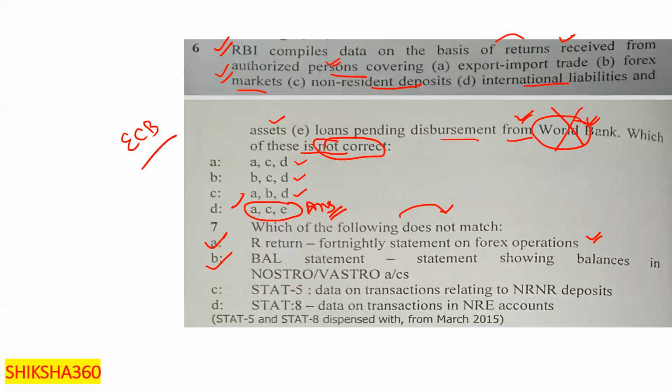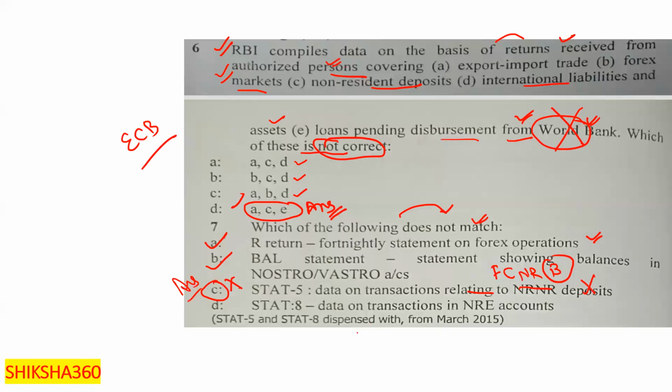Stat 5 is related to data on transactions relating to FCNR(B) deposits. They have to submit data on transactions related to FCNR(B) deposits, not NR deposits. So this one is wrong. They ask which of the following does not match, so this one is the answer. Stat 5, data on transactions related to NR deposits, is wrong.